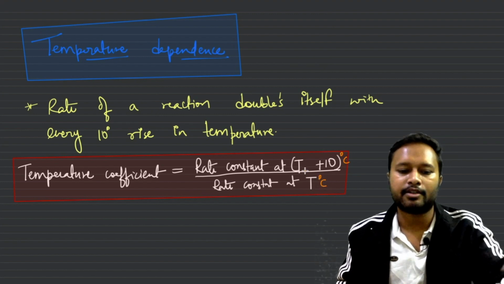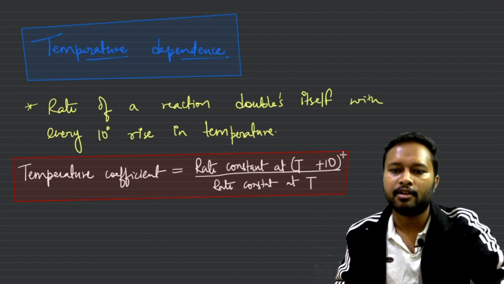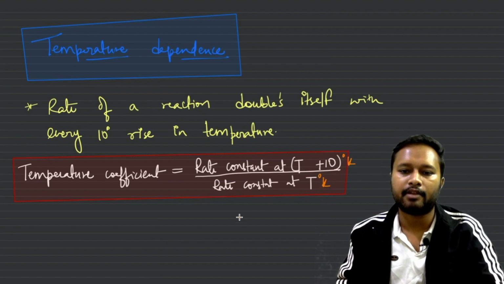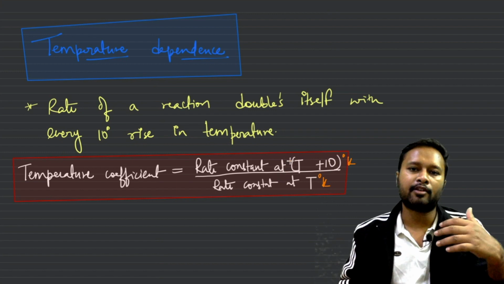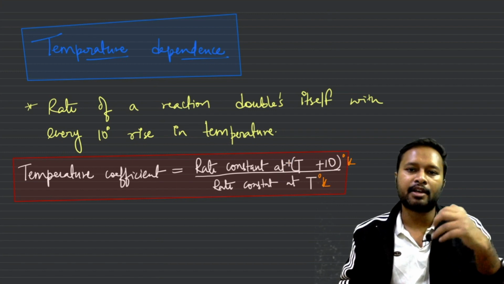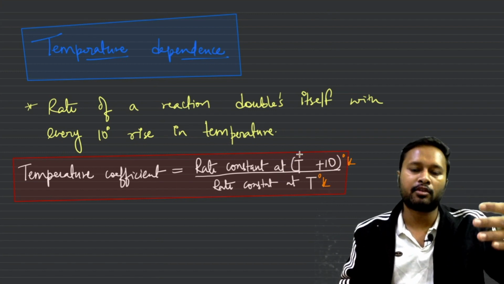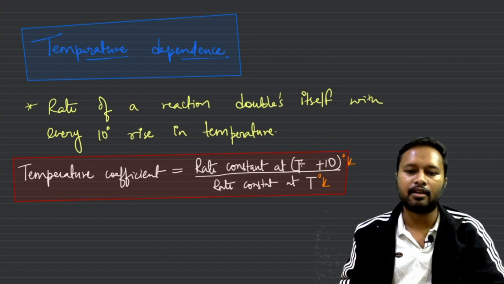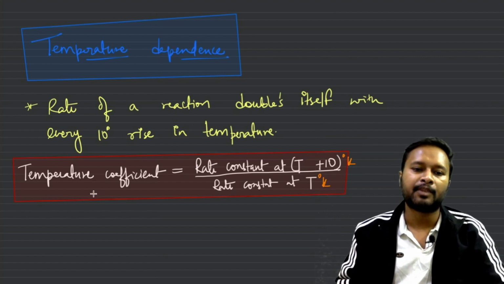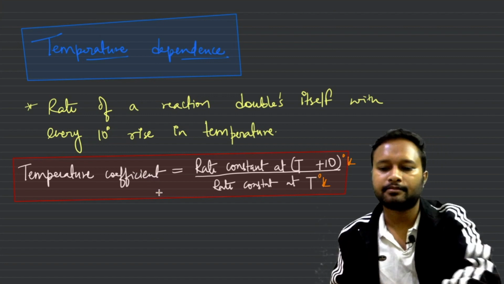Instead of Celsius you can mention it in Kelvin, so T degree Kelvin and this degree Kelvin. So you have to find the rate constant at a particular temperature and the rate constant at 10 degrees more than that. Then just divide both of them and you will get the temperature coefficient.